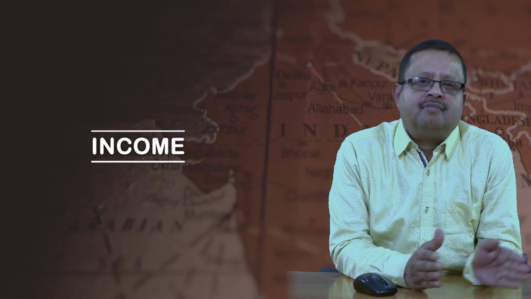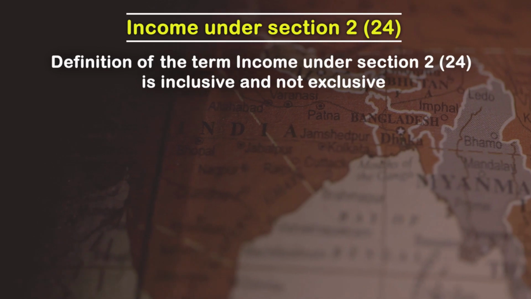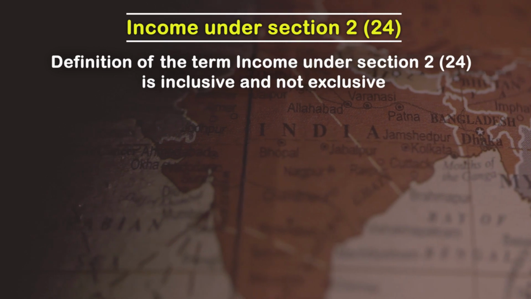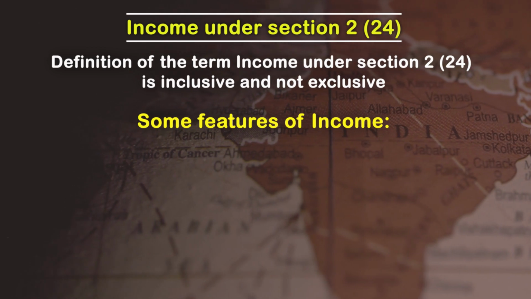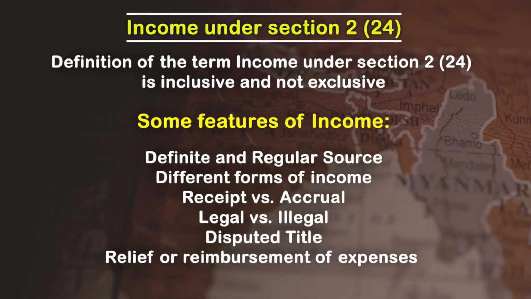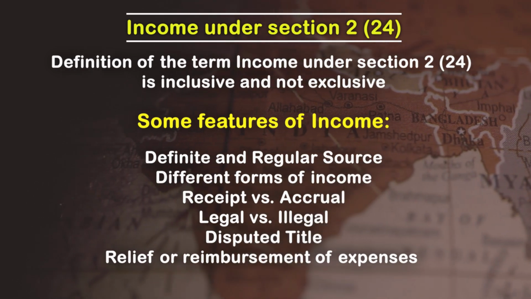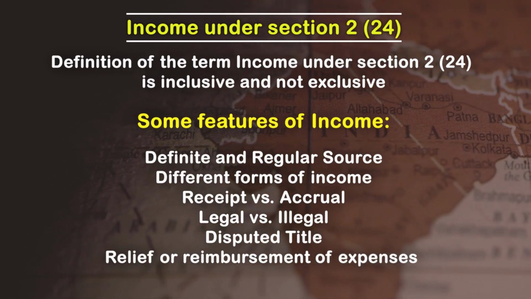Next important definition is income, which is a very, very important one as far as the income tax is concerned, because income tax is charged on the income of a person. Section 2 subsection 24 defines the term income, and this definition is inclusive and not exclusive. Some features of this income are: there must be some definite and regular source. There are different forms of income. The Income Tax Act recognizes an income either on receipt or accrual basis, whichever is earlier.